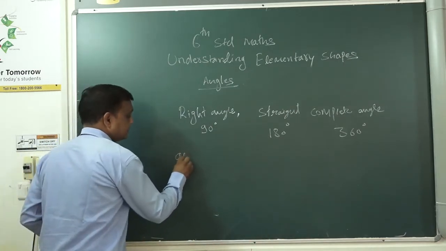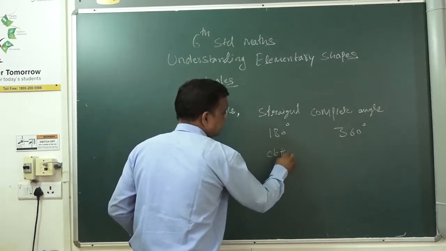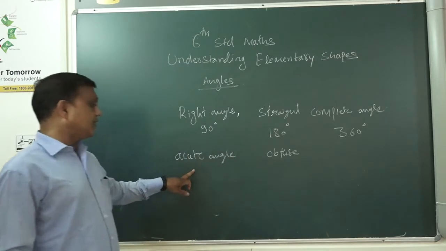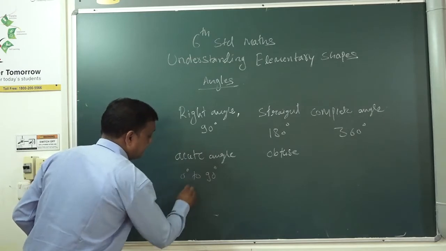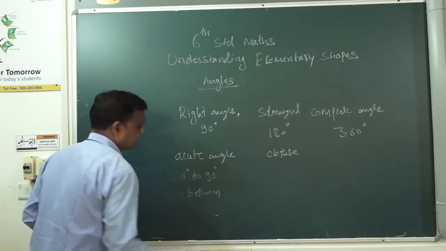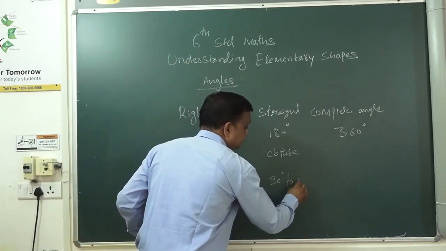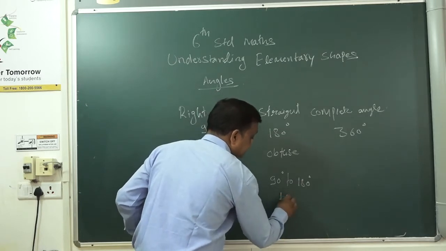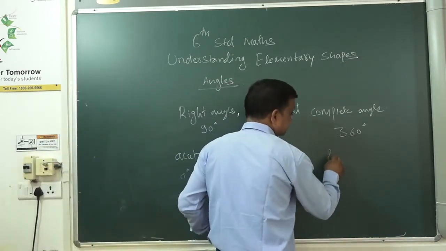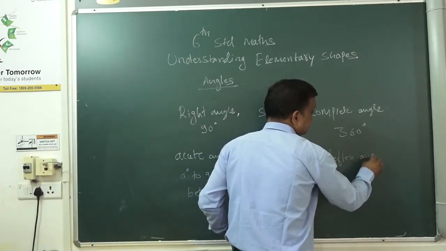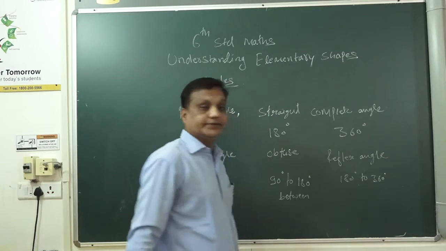We will see one acute angle. Afterwards we will see obtuse angle. Now acute angle is between 0 degree to 90 degree. And obtuse angle is between 90 degree to 180 degree. And next we are seeing reflex angle, and this is 180 degree to 360 degree.